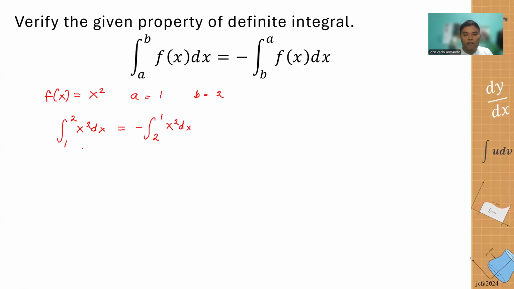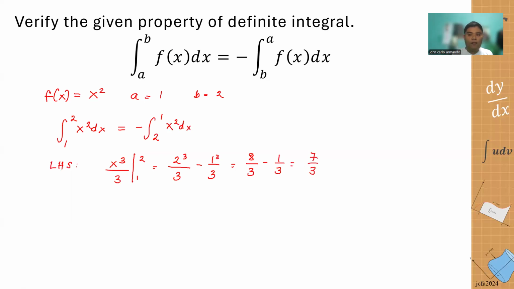Okay, so we compute the left side. The left-hand side of the equation, what's the integral of x squared? That is x cubed over 3, evaluated from 1 to 2. So that is simply 2 cubed divided by 3 minus 1 cubed divided by 3, which is equal to 8 divided by 3 minus 1/3, which is equal to 7 over 3.